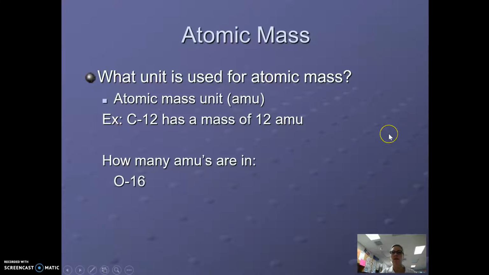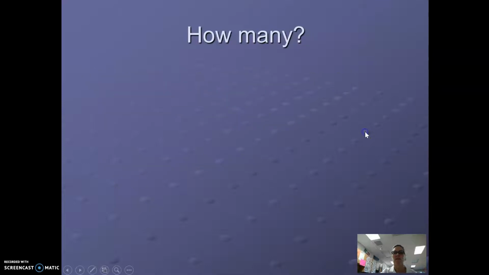So how many AMUs are in O-16? Oxygen, 16. How many for copper 63? 63. So the AMUs are basically the atomic mass units that each atom has from the periodic table.